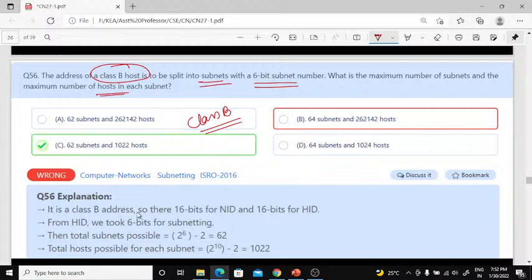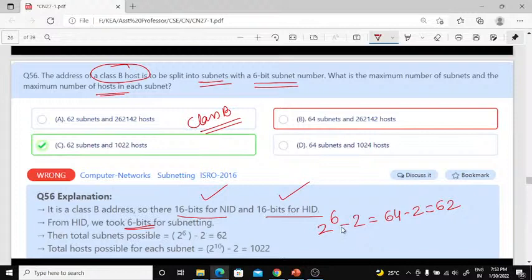So in class B there are 16 bits for the network ID and 16 bits for the host ID. From the host ID we will take 6 bits for the subnetting. Then the total subnets possible is 2 raised to 6 minus 2, that is 62.